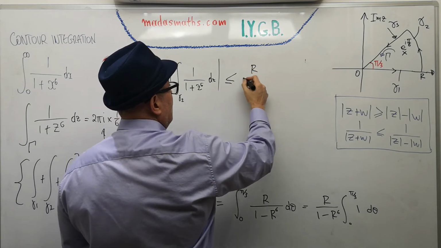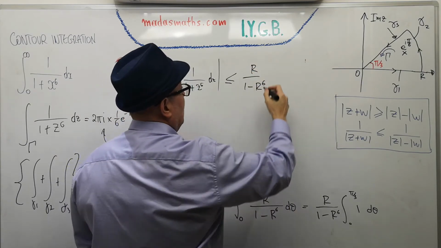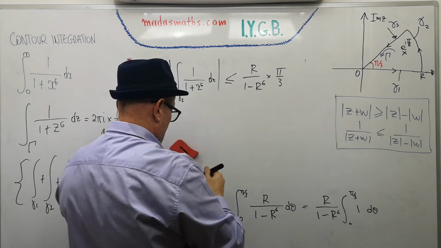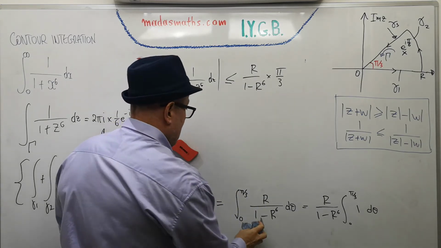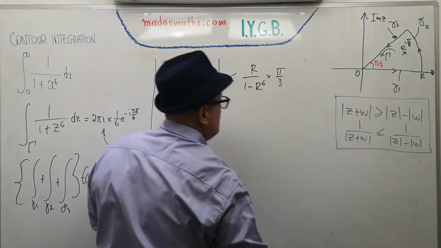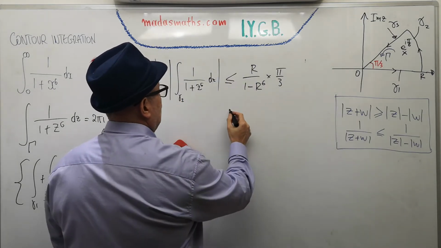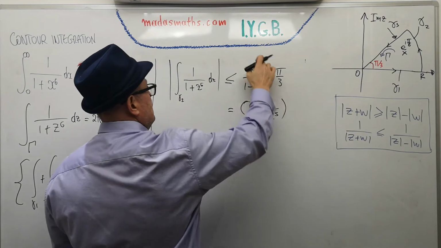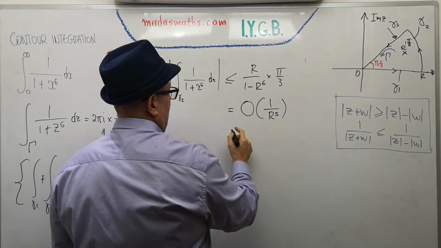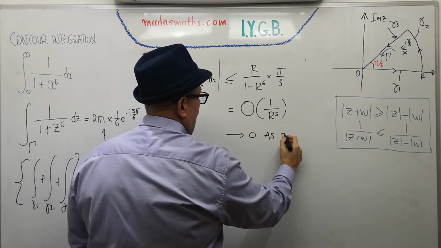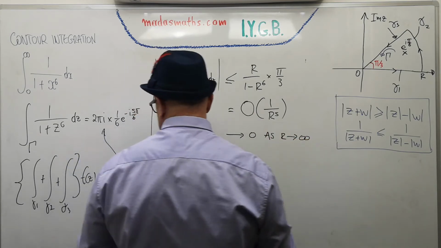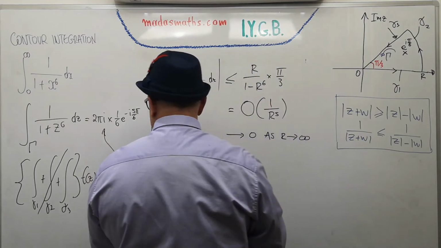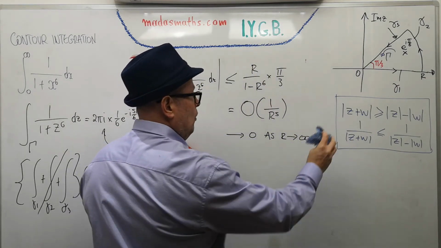So that's going to be r over 1 minus r to the 6. And of course, integrating 1 dθ from 0 to π/3 gives times π/3. And quite clearly now we can see that as r tends to infinity, this will vanish. We can put an extra line: this particular term is of the order O(1/r^5), and therefore this will tend to 0 as r tends to infinity. So what we've shown here is, in the limiting case, as r goes to infinity, there is nothing coming from gamma 2.